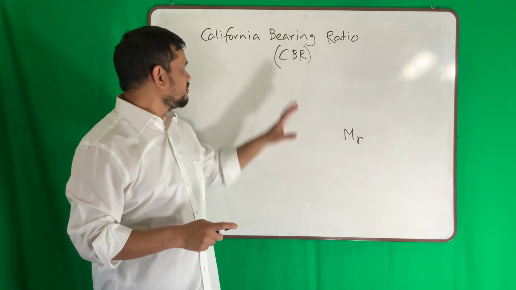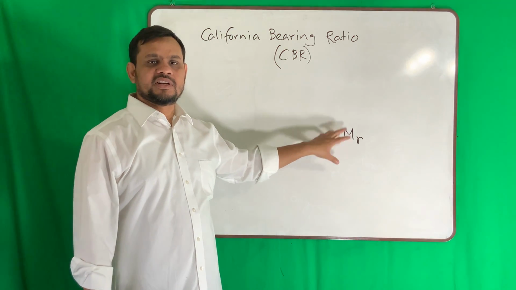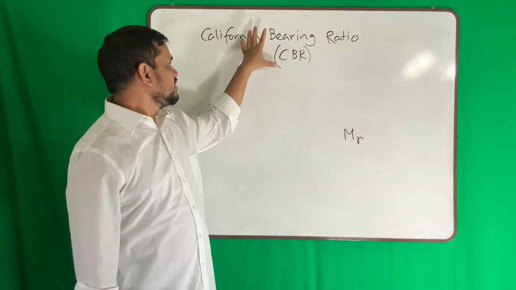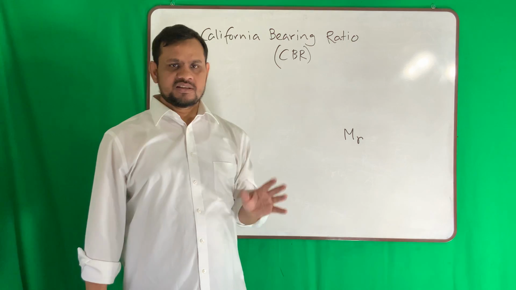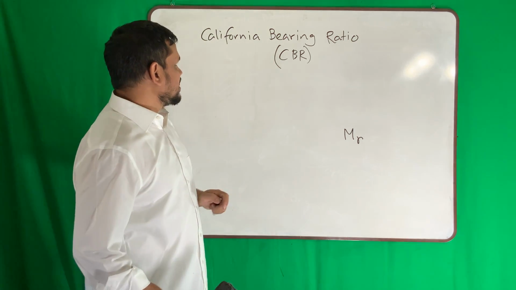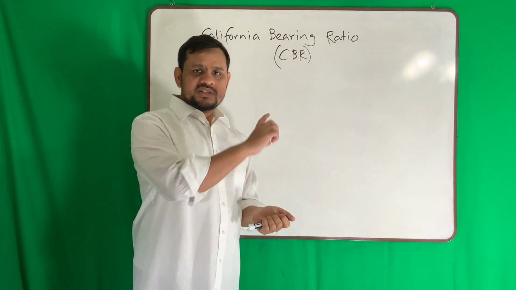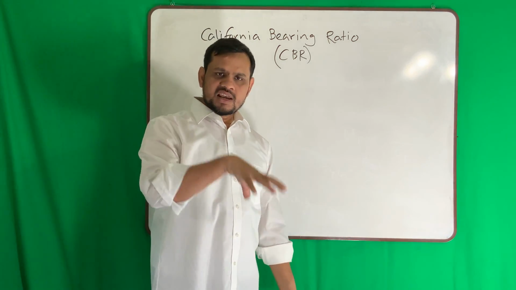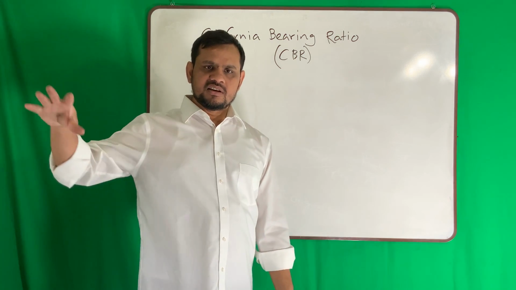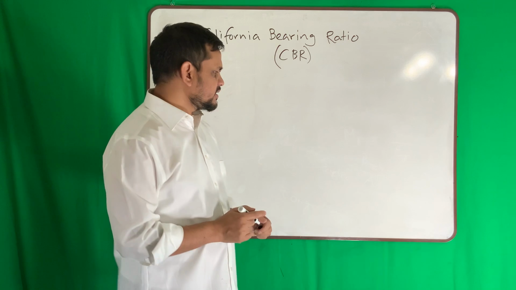Again, why are we doing this test? Ultimate target, we need the resilient modulus, but it is expensive. So we use some shortcut, some easy test. This is one of the easiest tests, the California bearing ratio. What is that? We can do this test in two ways: one in the laboratory, the other in the real field, on real pavement. The concept is the same in both cases.